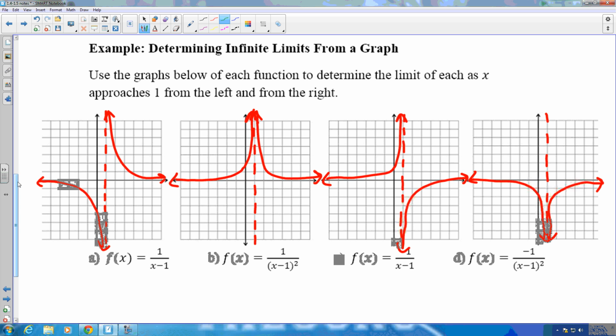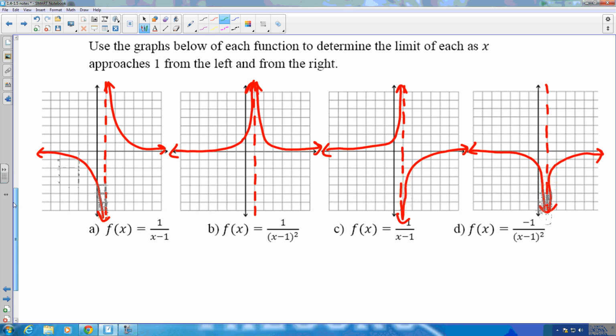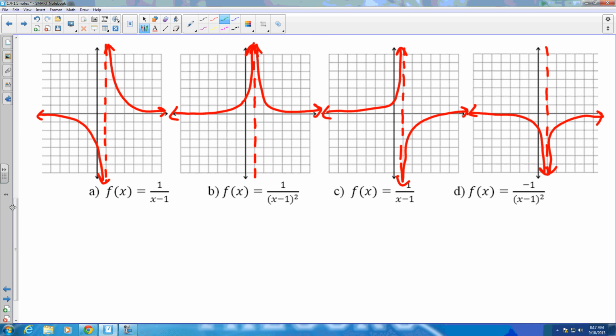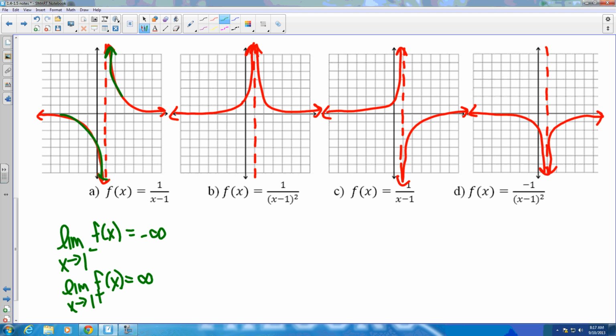Okay, so here are all the graphs of the functions below. We're going to look at the right-handed and left-handed limits at 1 for each of these functions. Left and right. The left-handed limit of this one goes down to negative infinity, and the right-handed limit of this one goes up to positive infinity, I'm sorry.